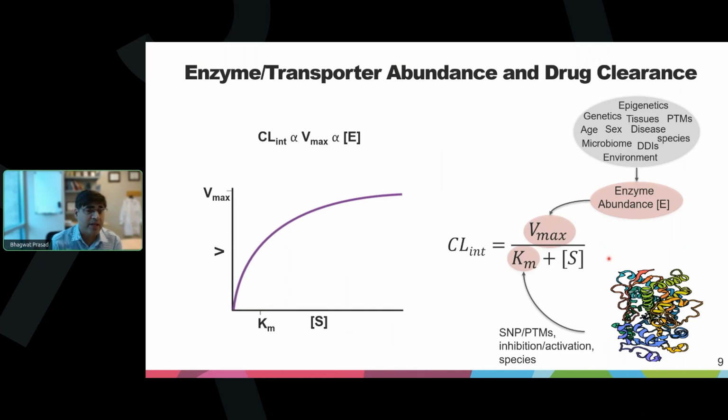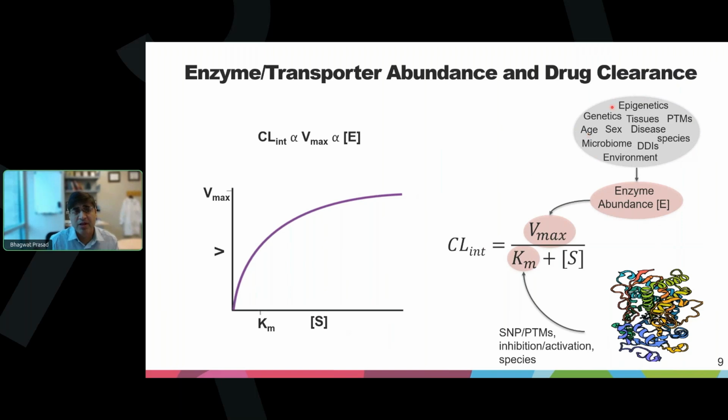As we can see here, the intrinsic clearance depends on Vmax divided by Km, but is directly proportional to Vmax, and Vmax is directly proportional to the enzyme abundance. So as enzyme abundance changes, the protein activity will change accordingly and in a proportional manner. So we believe that protein quantification can help us assess this gap between in vitro and in vivo systems, similar to what it helps in understanding inter-individual variability.